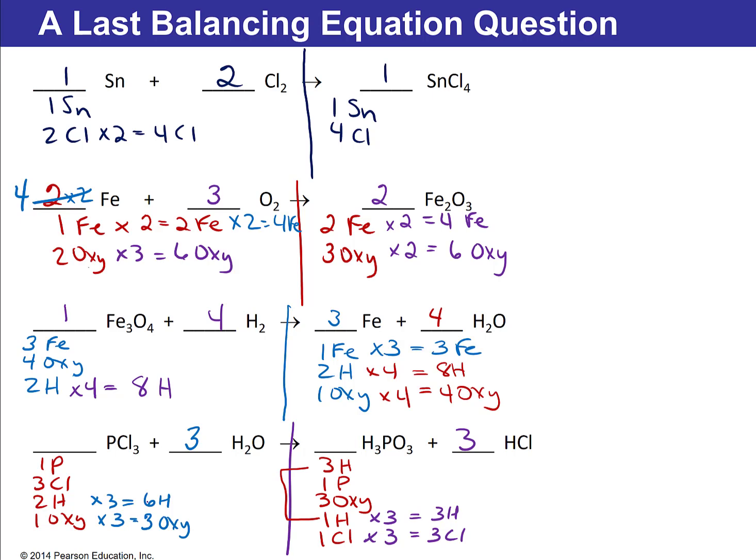Leave the complicated ones, the ones found in multiple molecules on either side, leave those till the last, and they'll oftentimes balance themselves. So the ones that you have nothing in front of, it means that all you needed was one of those substances in order to have a balanced equation.